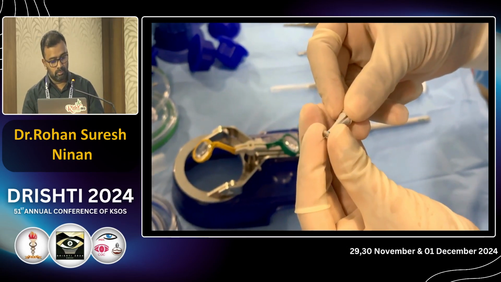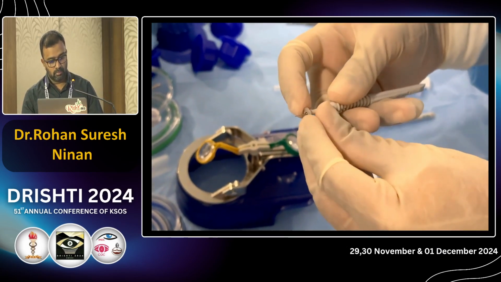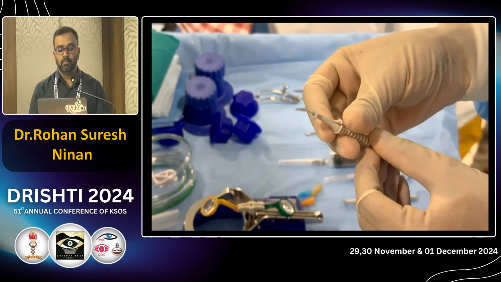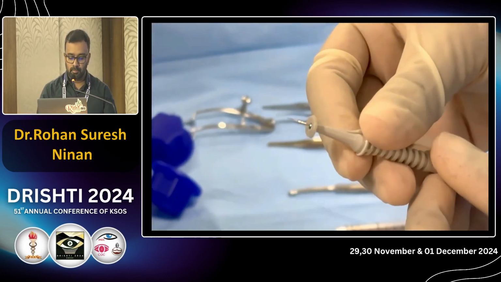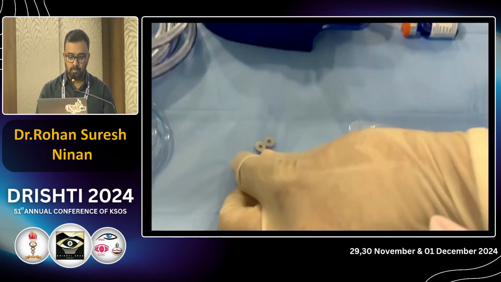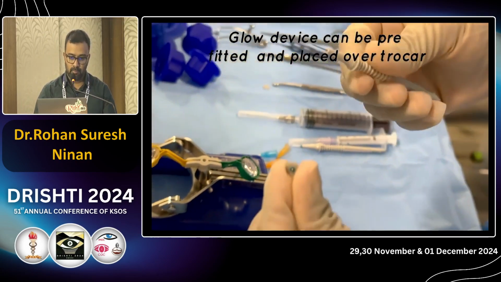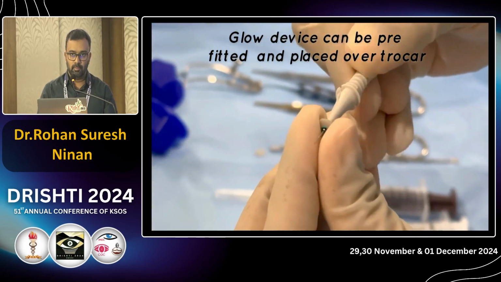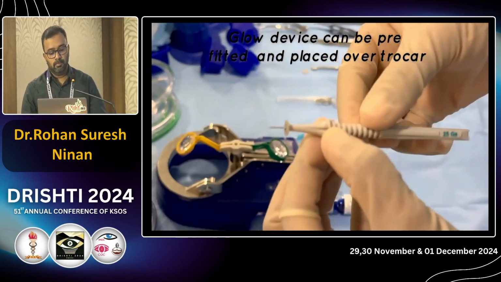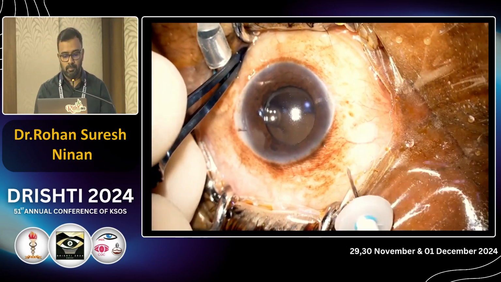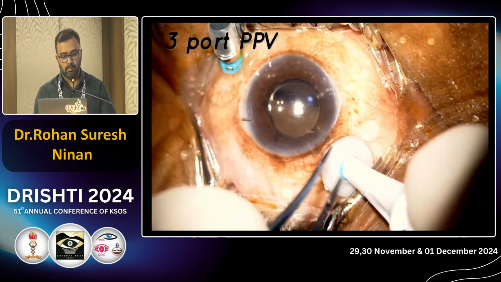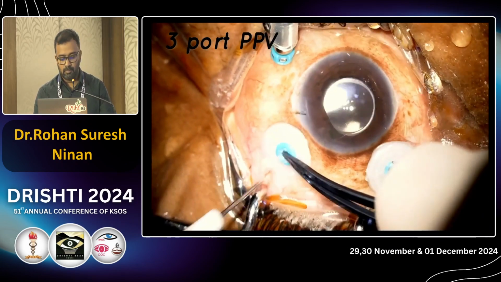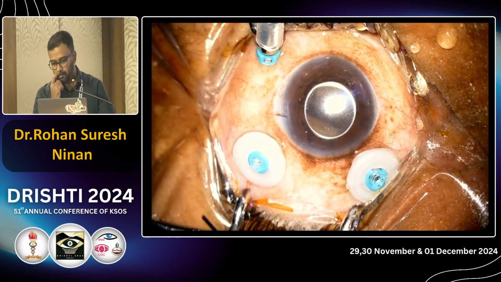This is compactly fitted over a 25 gauge trocar cannula as shown. The glow device can be pre-fitted and placed over the trocar. After placing the infusion cannula, both the superior cannulas are placed with the glow device on it. The glow port is then exposed to light from the microscope as well as from the endo illuminator.